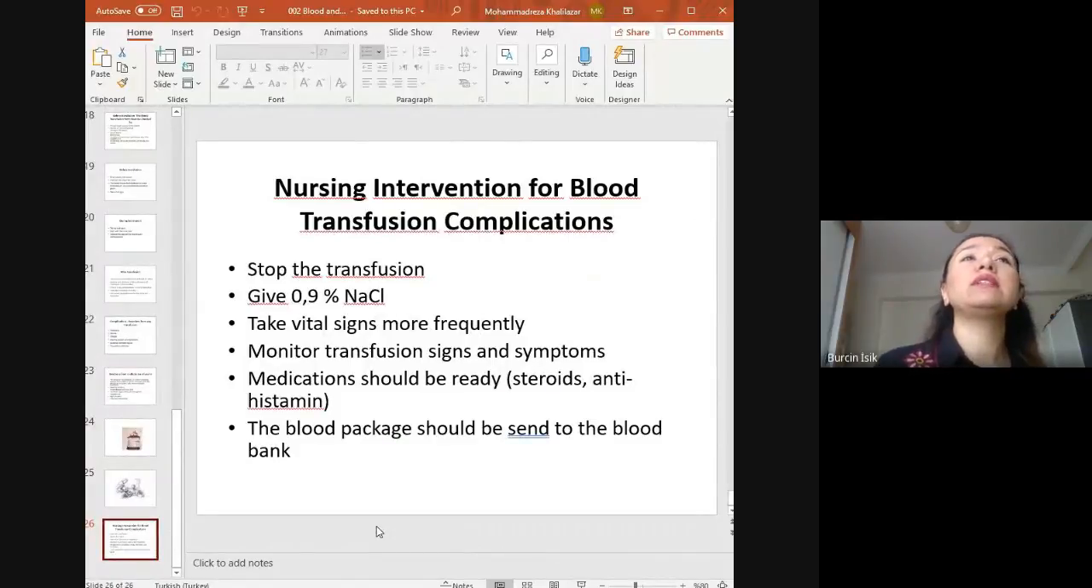And what are the nursing interventions for a blood transfusion complication? Stop the infusion, give normal saline, take vital signs, and monitor the patient and symptoms. Medicines such as steroids and antihistamines may need to be ready, because complications may happen and you need to use them quickly. And the blood pack should be sent to the blood bank.